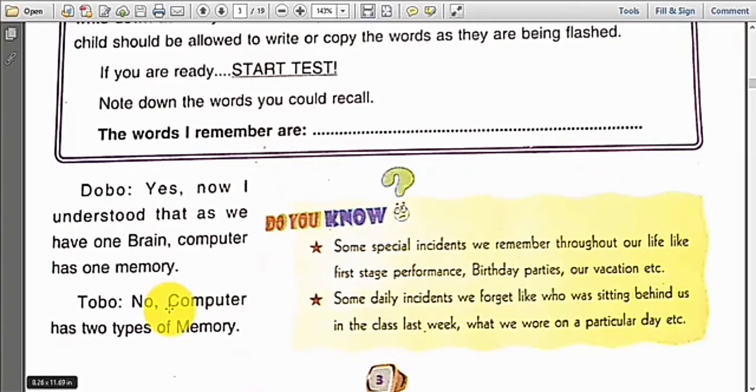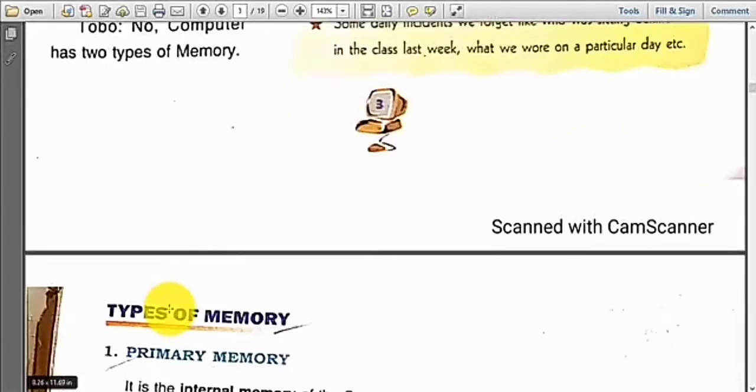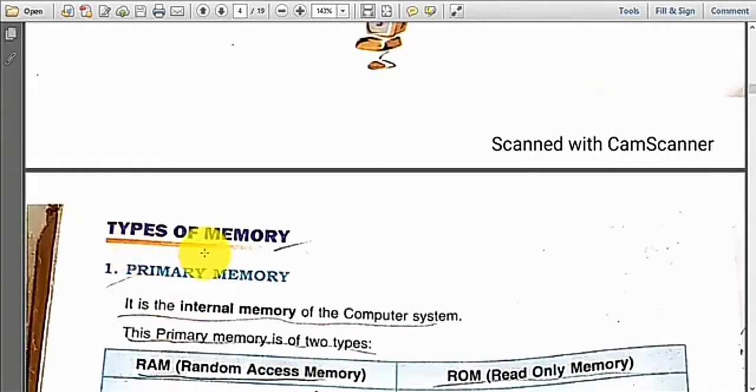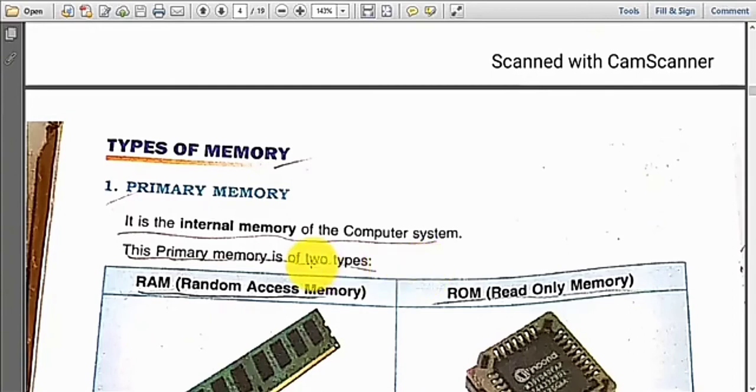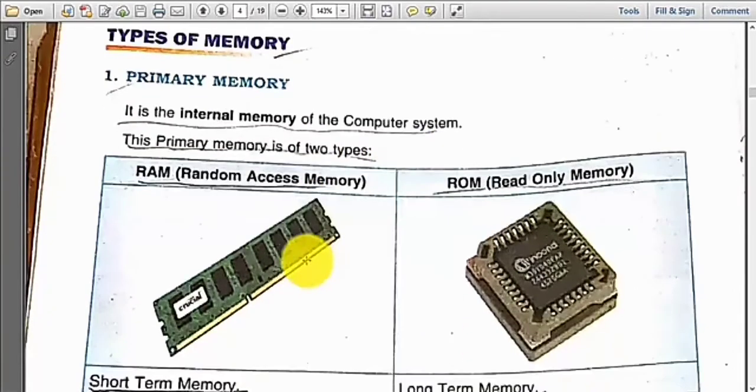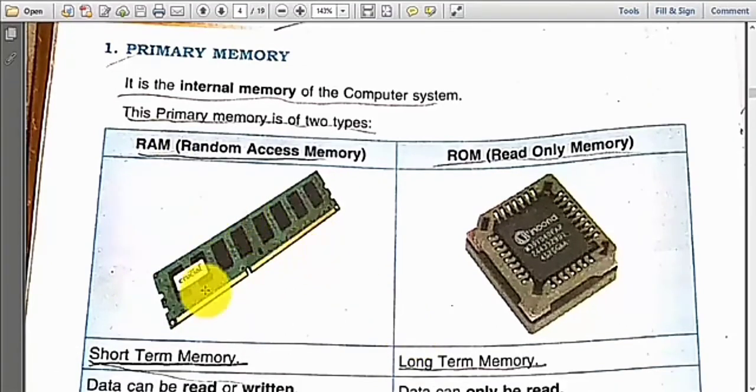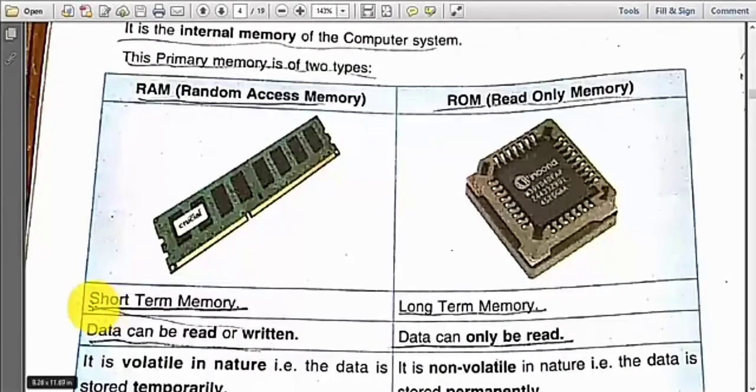Now we move to the next topic, that is types of memory. The first one is primary memory. It is the internal memory of computer system. Further, primary memory is of two types. We can all see here: this is RAM, random access memory, and this is read-only memory, ROM. Now we understand what the differences are. RAM is short-term memory and ROM is long-term memory.